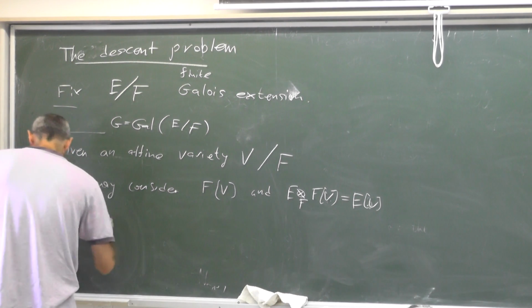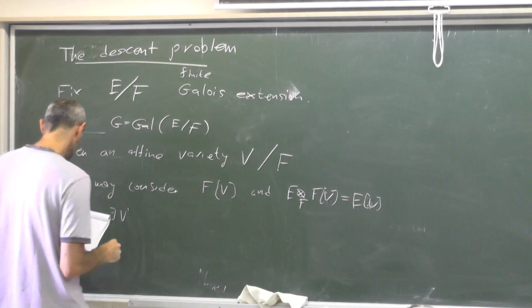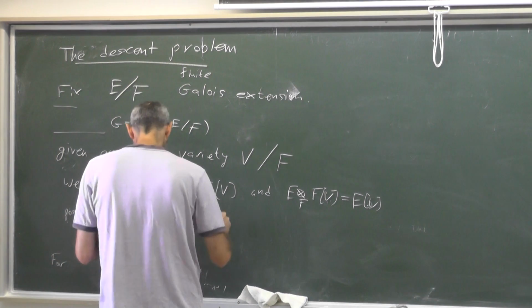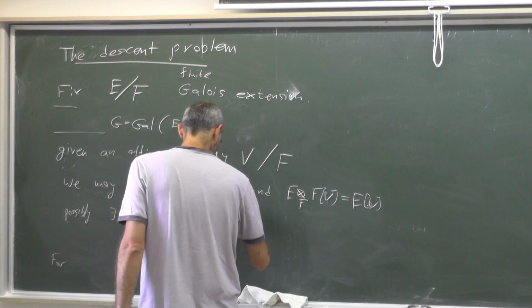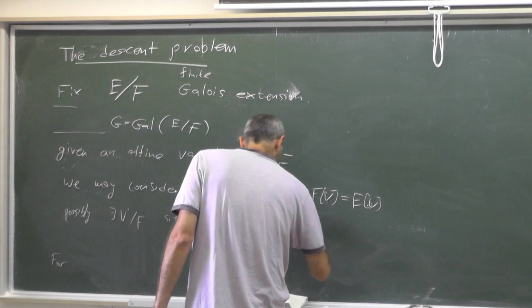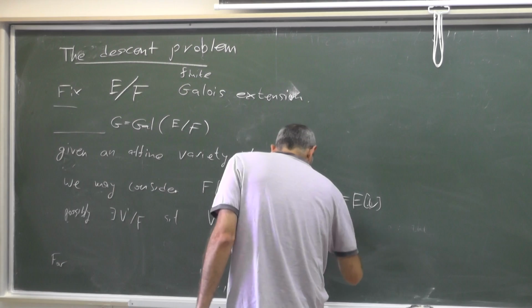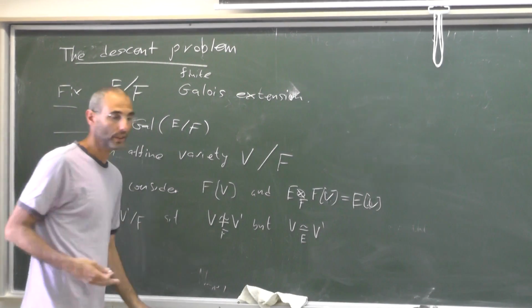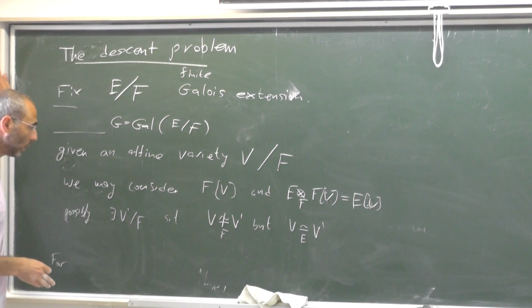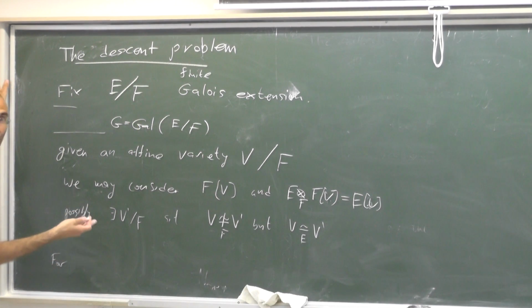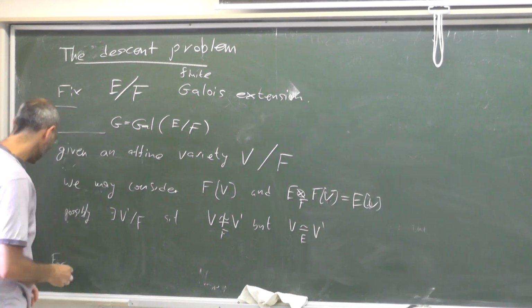Possibly, I can find V prime, another affine variety, such that V is not V prime over F, but is over E. As varieties over E, they are the same, but over F they are not. For example, I will not write it down, we've seen it, it comes up a lot in group theory: take two different real forms of one complex algebraic group. Take SO(1,1) and SO(2), take S1 and R star. The complexifications of these two real varieties are the same, but they are not equivalent over the reals.